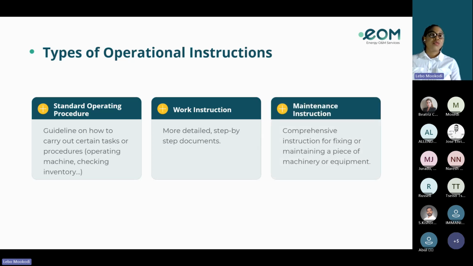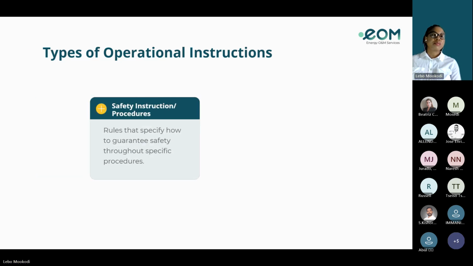We have the third type of operational instruction, which is the maintenance instruction. It is a comprehensive instruction for fixing or maintaining a piece of machinery or equipment. This could involve part replacement, methods, cleaning guidelines, or inspection techniques. We also have safety instruction or procedures. Now, these are the rules that specify how to guarantee safety throughout a specific procedure. An instruction might describe evacuation routes, special PPE, emergency protocols, for instance.